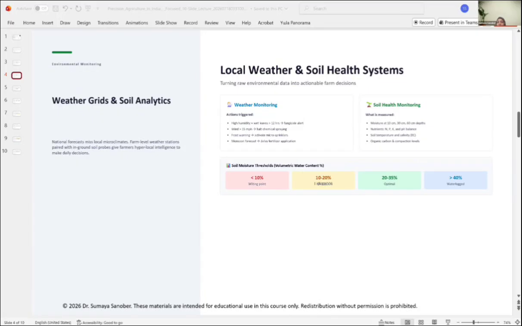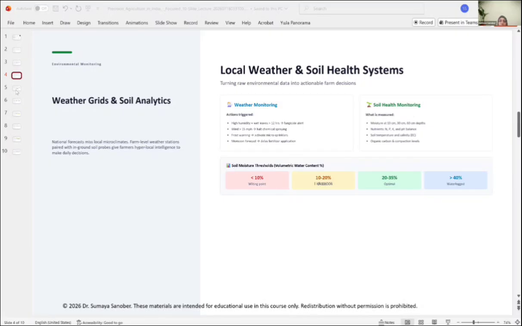Soil monitoring provides another layer of information, where farmers can monitor soil moisture at several depths, soil temperature, nutrients, organic carbon, and soil compaction. For example, below 10%, it is called the wilting point region. Between 10 and 20%, it indicates stress. Between 20 and 35%, it represents the optimal range, right? In this particular example, above 40% it may indicate waterlogging. That's how weather and soil analytics is done.